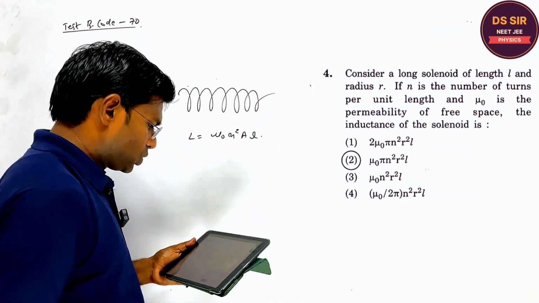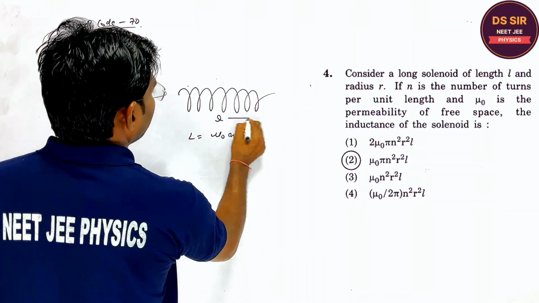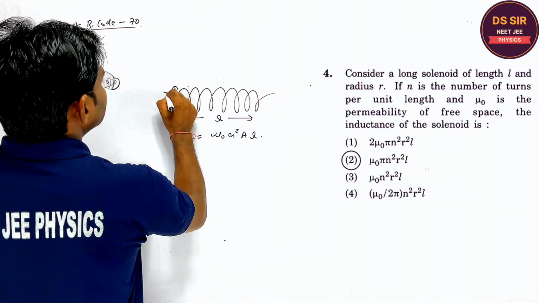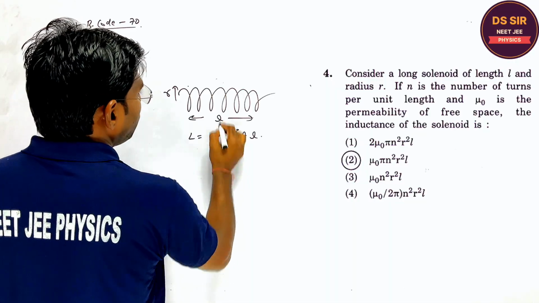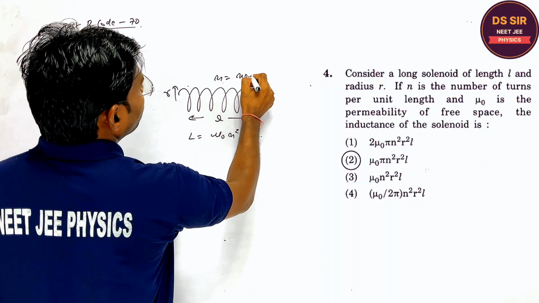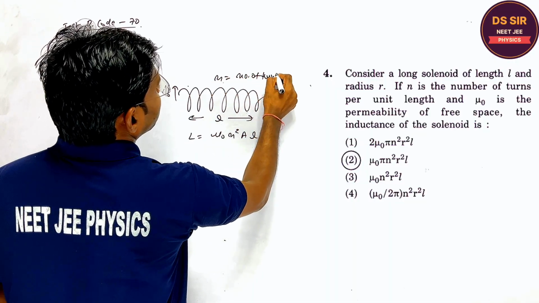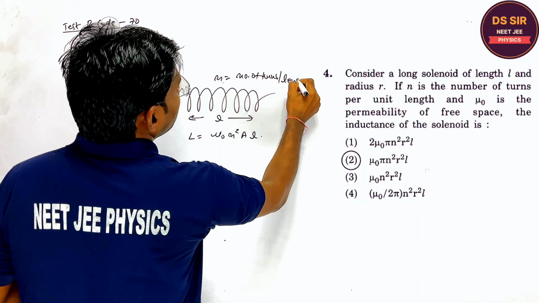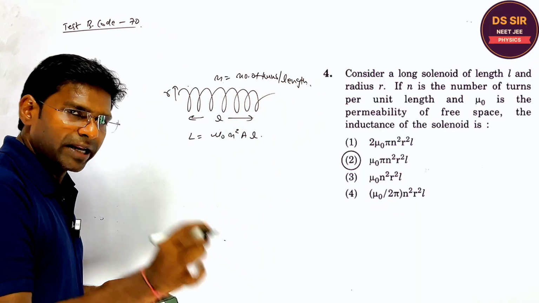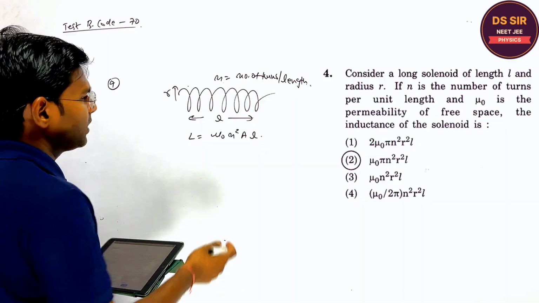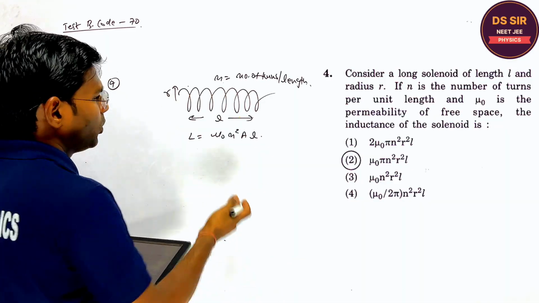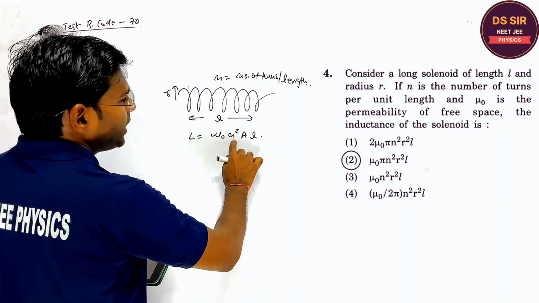So read this fourth question. In this question, a long solenoid of length L is given. The radius is R, and N is the number of turns per unit length. The formula you have to remember, this question is directly based on the formula: as the capacitance is epsilon naught A upon D, the inductance is mu naught N square A upon L.